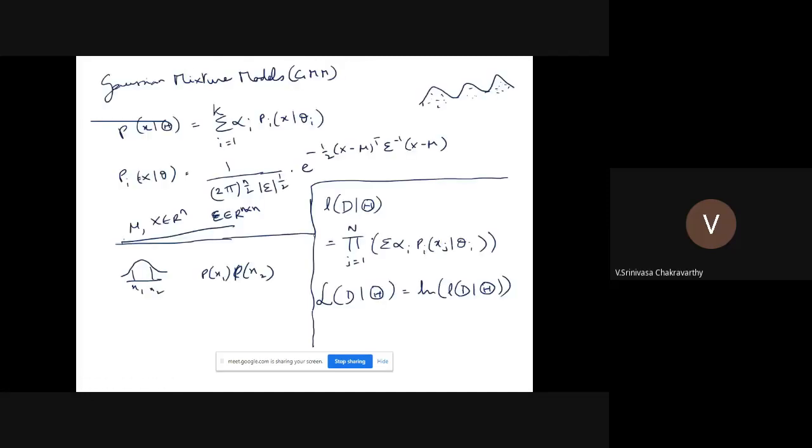So now what we will do is, starting from the simplest case, let us try to figure out how to solve this problem, how to maximize this. So our problem is to maximize this log likelihood. Let's take the simplest case, case 1, where k equal to 1, so only one Gaussian, and n equal to 1, that is 1D data.